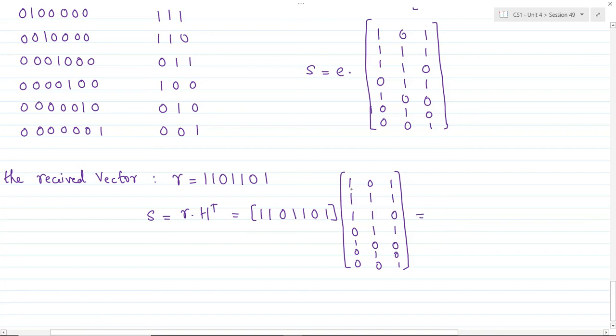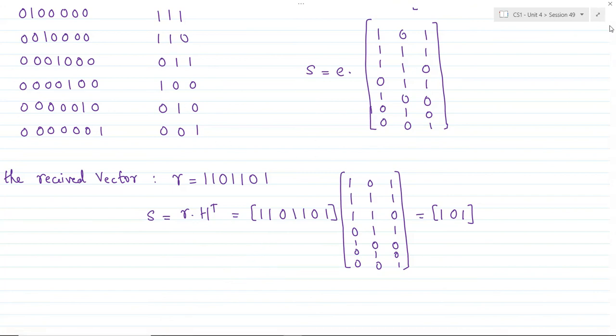Adding those rows, I get 1 plus 1 which is 0, then 0 plus 1 is 1, and the first element of the syndrome is 1. Next is 0 plus 1, which is 1, 1 plus 1 is 0, 0 plus 0 is 0. Finally the last bit: 1 plus 1 is 0, 0 plus 1 is 1, and finally this is 1. So this is the syndrome that we have obtained. All we need to do is map it with the decoding table.